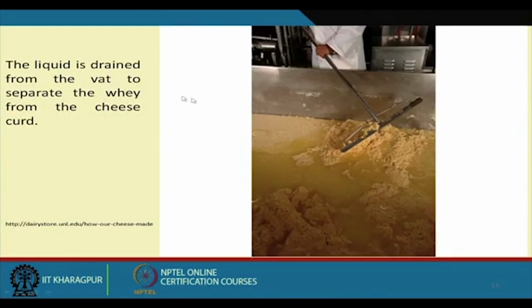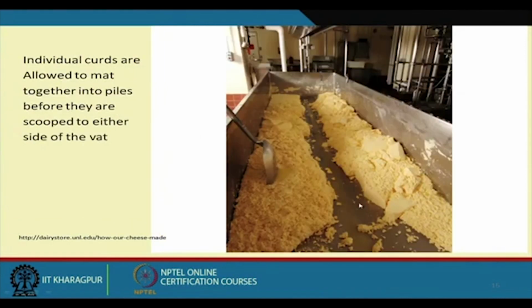Now you can see the grain size here, and how the solid particles are separating out from the liquid. The liquid is drained off to separate the whey from the cheese curd. You can see this is the liquid and this is the solid that we have. And these are the individual curds; finally it comes in this solid form.